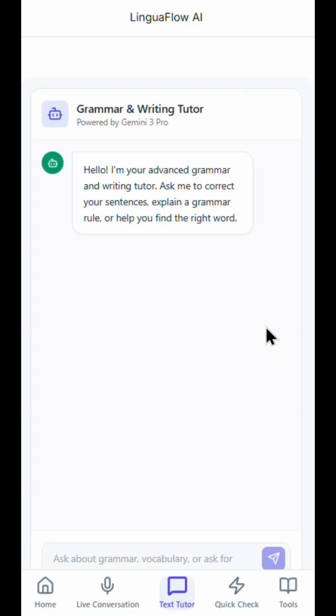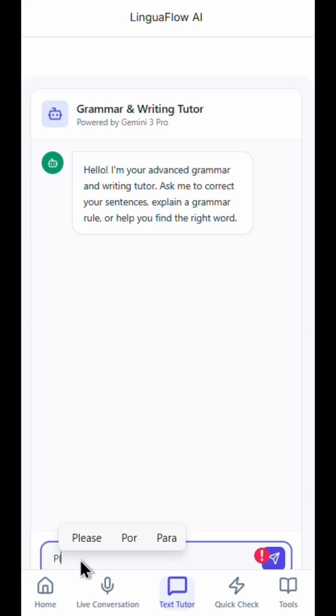Let's look at Text Tutor, grammar and writing tutor. One of the things it offers to do is ask me to correct your sentences. So I've got a little composition here, and I'm going to ask for it to be corrected. Please correct this. And we'll see how it goes.